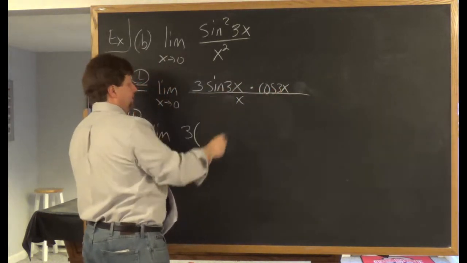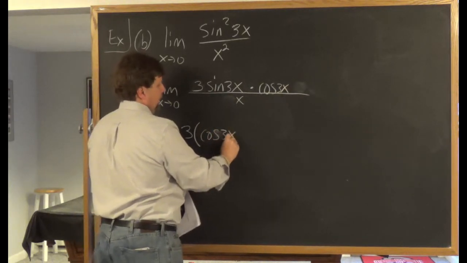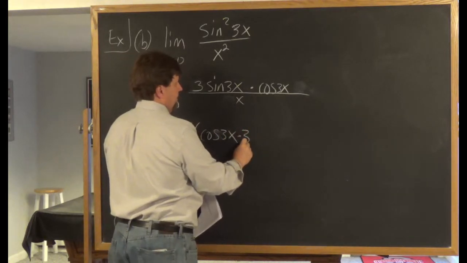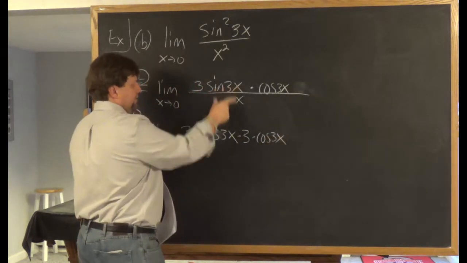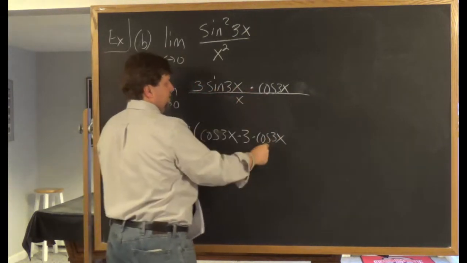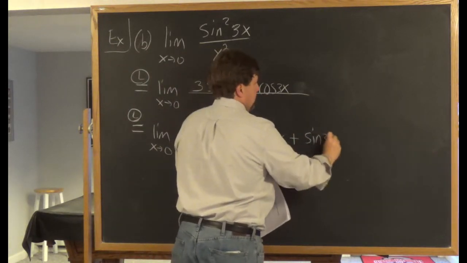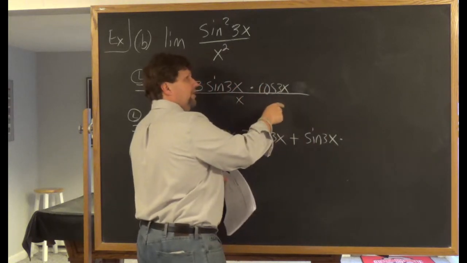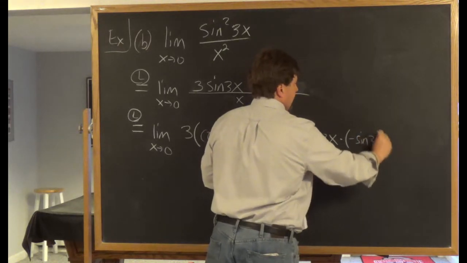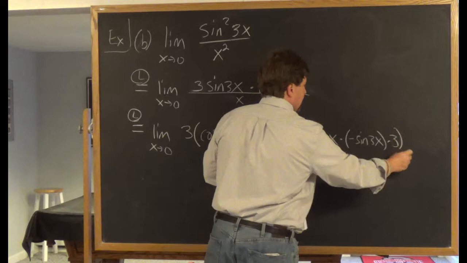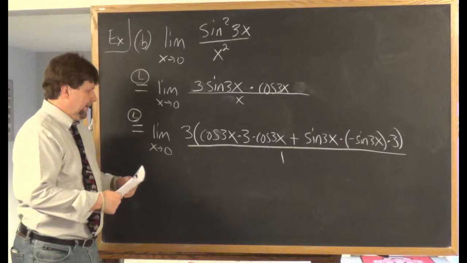Product rule: the derivative of sine is cosine, so that's cosine 3x times 3, times cosine 3x. So it's the derivative of sine 3x times cosine 3x, plus sine 3x times the derivative of cosine, which is negative sine. That's negative sine 3x, then my chain rule times 3. And all of that, that's not too bad, is over 1.